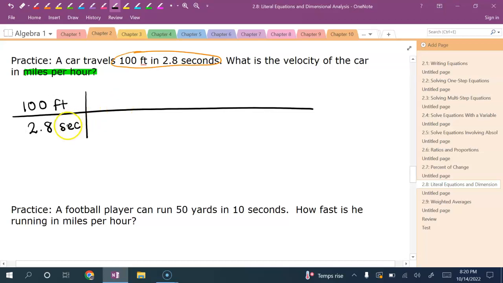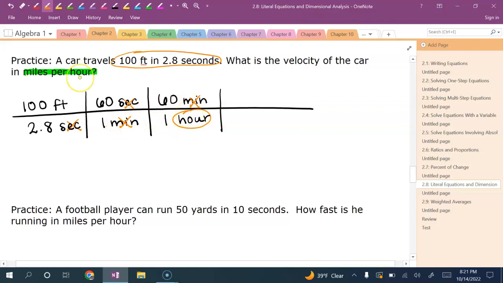So remember, I have seconds on the bottom right now, which means that the next time I write seconds, I want it to be on the top so that it'll cancel off with the seconds on the bottom. I'm going to put 60 seconds on the top over 1 minute on the bottom. I'm going to do this again, but to go from minutes to hours. There are 60 minutes, and again, we put minutes on top so that it cancels off with the minutes on the bottom. And we put 1 hour underneath that. So if we follow along here, we've got our seconds canceling and our minutes canceling, and we've got hours left on the bottom, which is one of the units I wanted to get to.